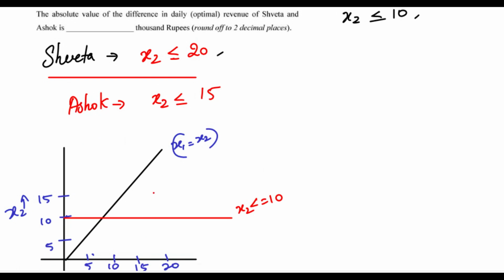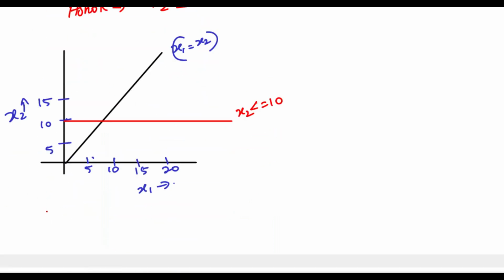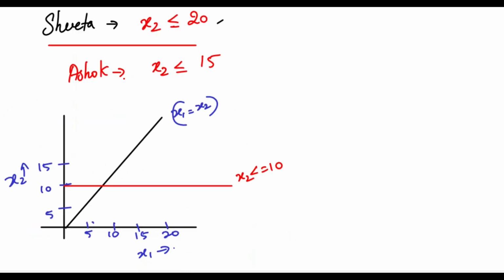So next, they have said for Shweta. So this is calculated only for Shweta. Now if you could see, for Shweta, x2 is less than or equal to 20. So this should be like this. Okay, so now this is done.